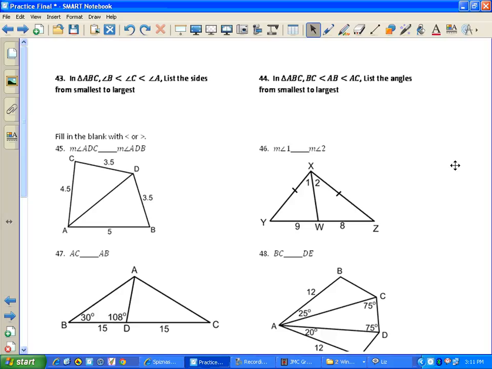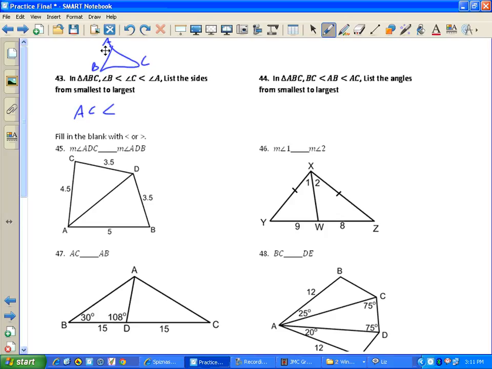Okay, page 6 in the packet here. For this one, you want to draw yourself a little triangle. And they're telling me that B is the smallest angle. If this is the smallest angle, then that makes this the smallest side. So AC would be the smallest side.